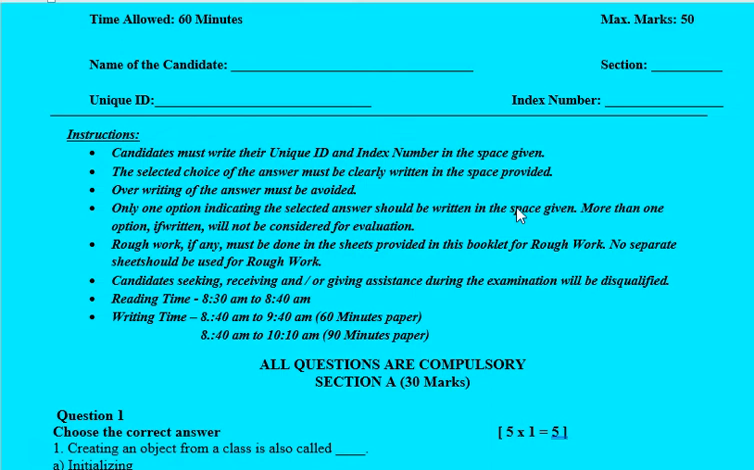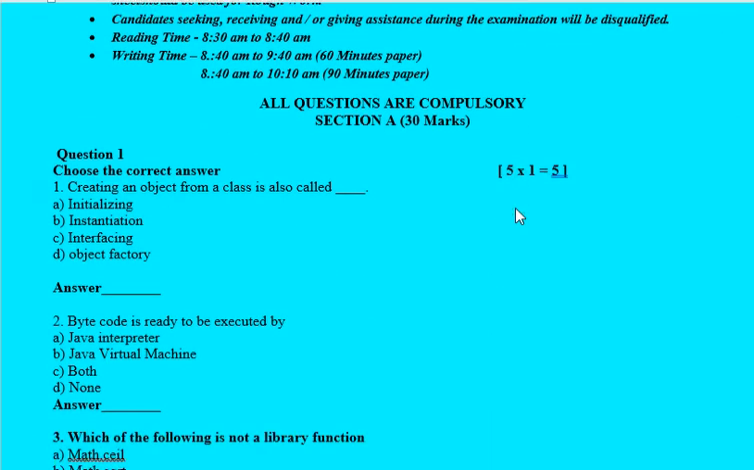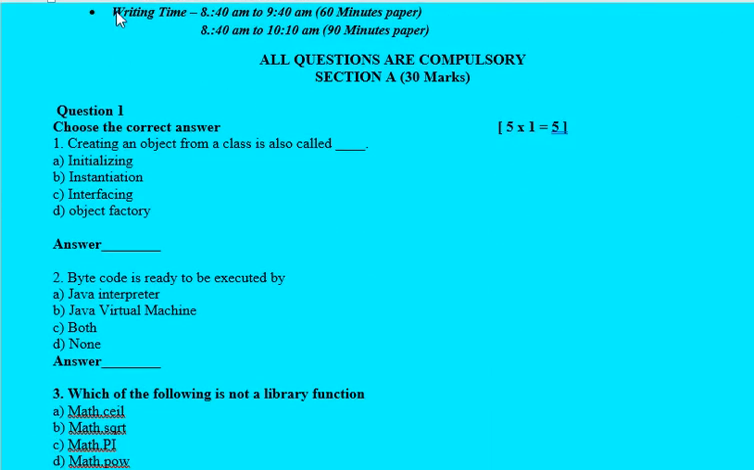Computer is only for 1 hour. Okay, it is divided into two portions as I said. One is section A, and other one is section B. Section A is of 30 marks, section B is of 20 marks. Coming to the first question, choose the correct answer, 5 marks. Each question carries 1 mark.